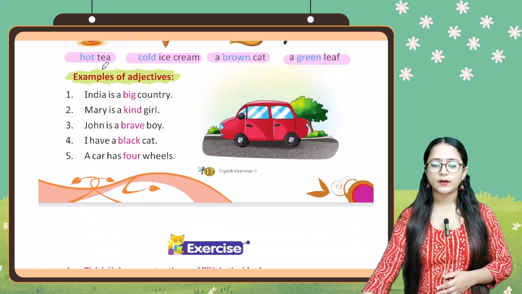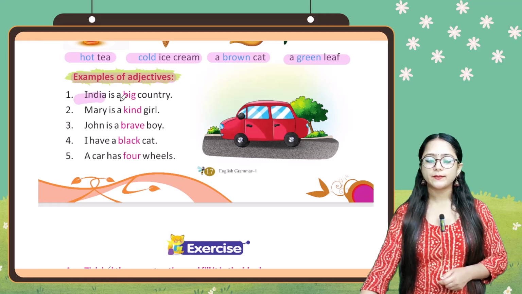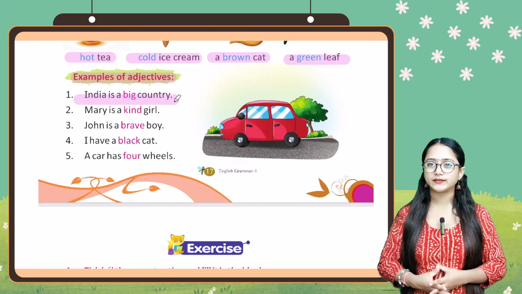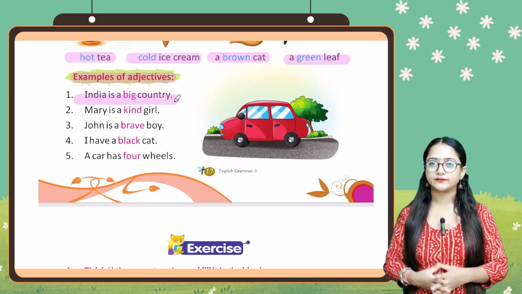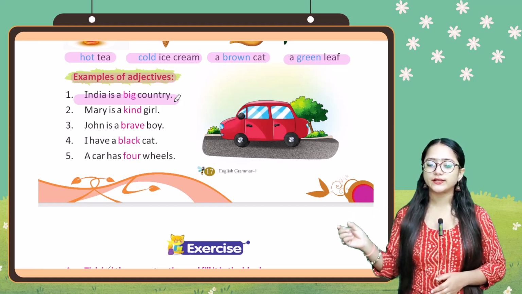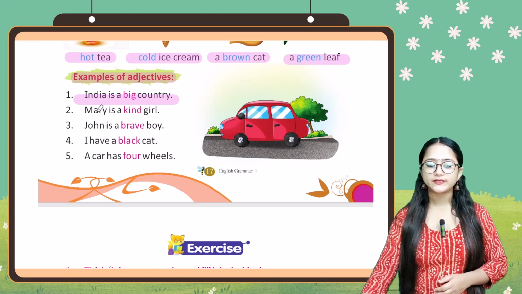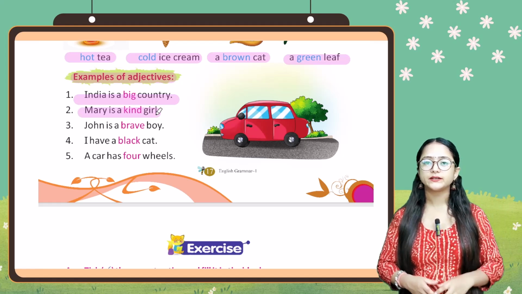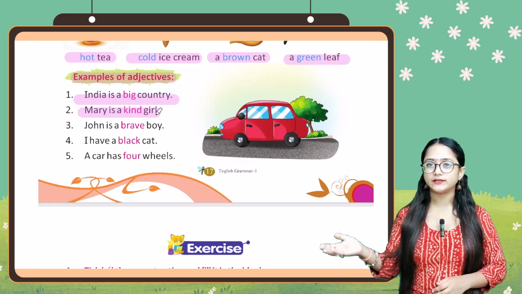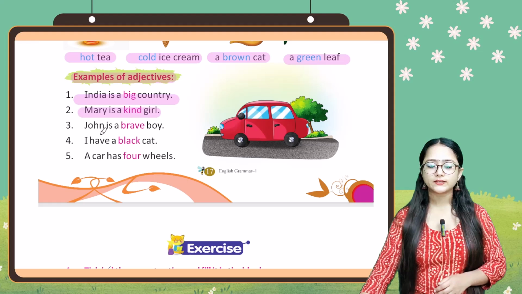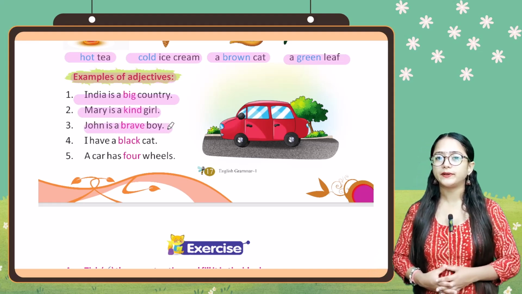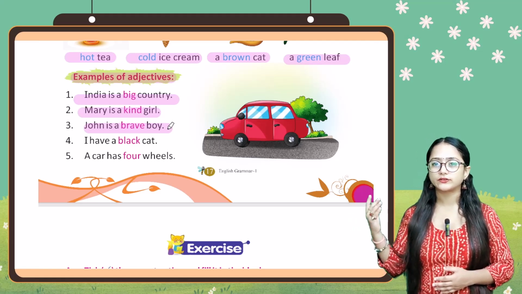Now let's talk about examples of adjectives. First one, India is a big country. So big is what? Big is a describing word or adjective. And country is what? Country is the naming one. Next is Mary is a kind girl. Mary is a naming word. Kind is a describing word. Girl is also a naming word. Next one is John is a brave boy. John is a naming word. Brave is describing. Boy is also a naming word.